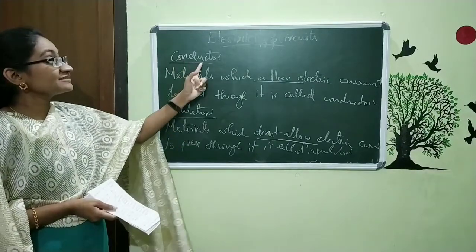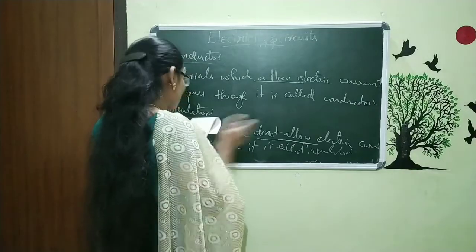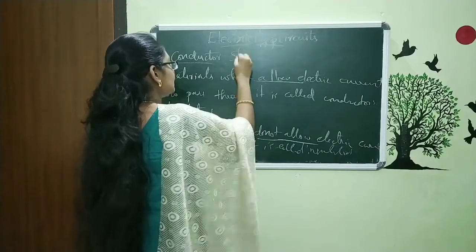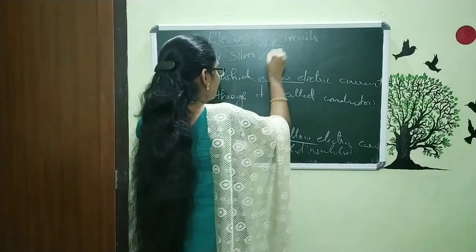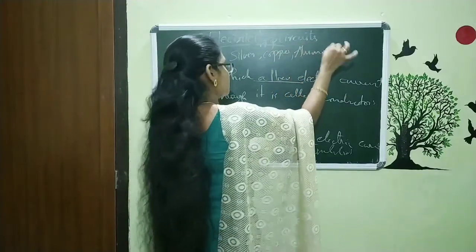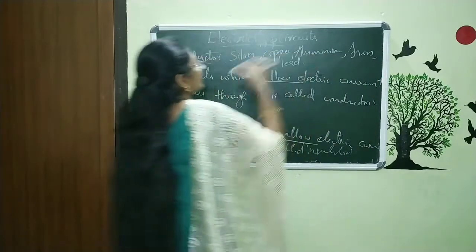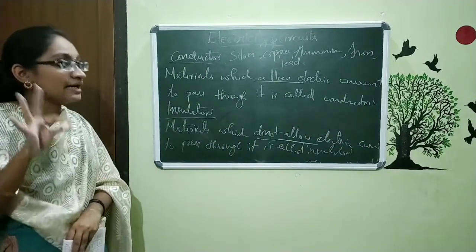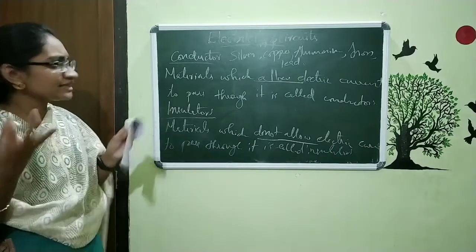And now we want to study the examples for the conductors. For the conductors, we can give the examples: silver, copper, aluminium, iron, lead, etc. So these are the examples for conductors: silver, copper, aluminium, iron, lead, etc. And also you can add more examples that you know.